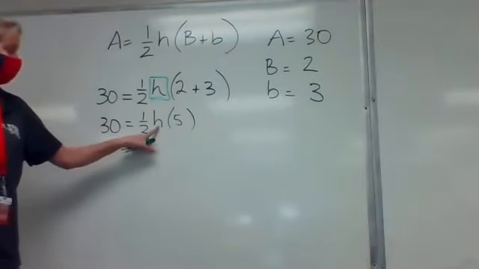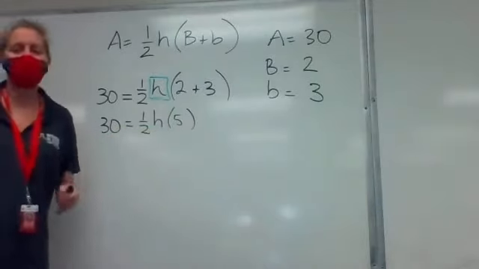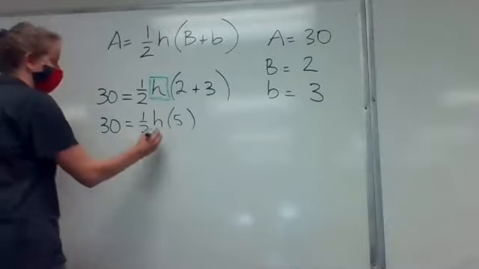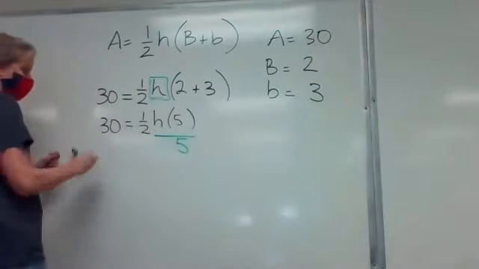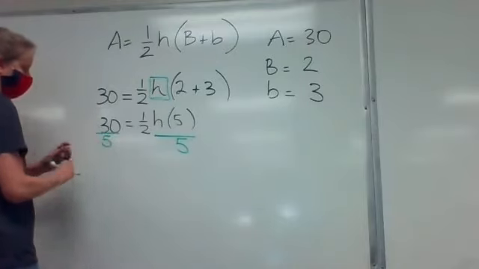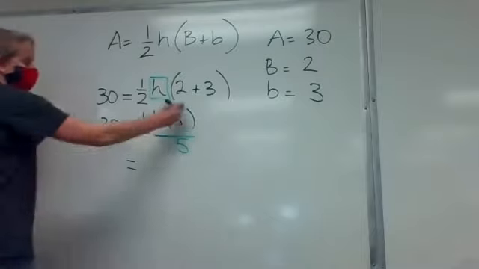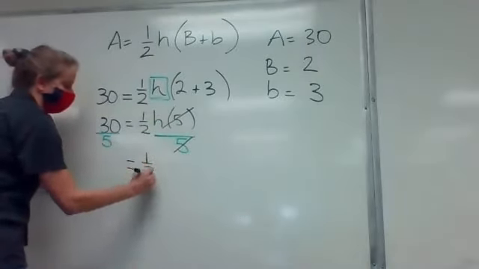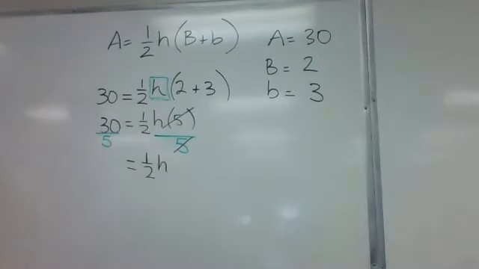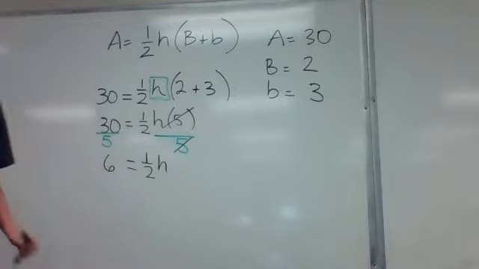If I'm trying to get this H by itself, I'm going to get rid of a hooked on 5. How do you get rid of hooked on numbers? You divide by them. If I do one side, I have to do the other. So that 5 canceled that one. I'm getting closer. Now all I have left is 1/2 H equals 30 divided by 5 gives me 6.